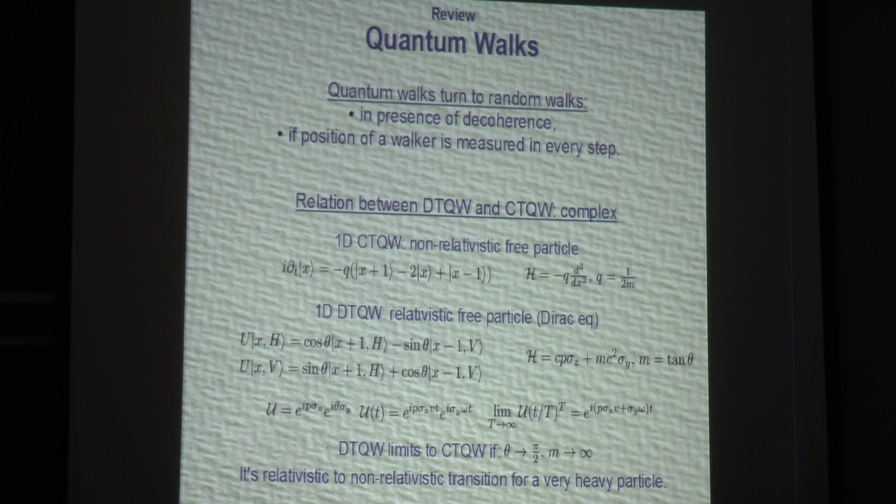Could you possibly decipher those abbreviations? Discrete time quantum walk, continuous time quantum walk. Whereas the discrete time quantum walk corresponds to the Dirac equation describing a relativistic free particle, in one dimension. Therefore, the discrete time quantum walk limits to the continuous time quantum walk in the limit of very heavy particle mass, which corresponds to appropriate coin bias.